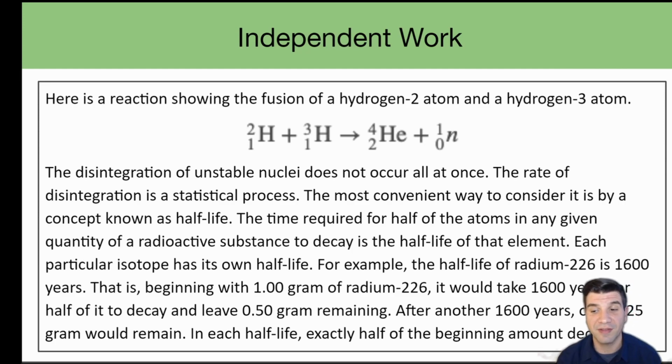For example, the half-life of radium-226 is 1,600 years. That is, beginning with 1.00 gram of radium-226, it would take 1,600 years for half of it to decay and leave 0.50 gram remaining. After another 1,600 years, only 0.25 grams would remain. In each half-life, exactly half of the beginning amount decays. This is why it's referred to as half-life.